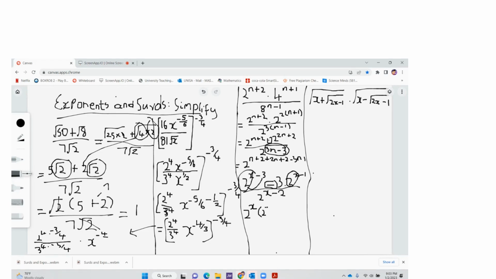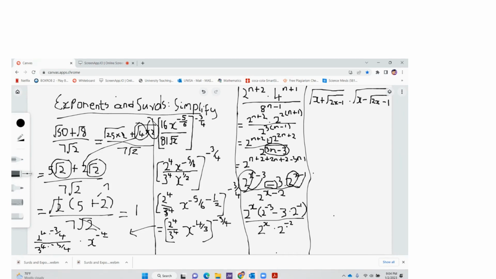2 to the power of minus 3, minus, we have a 3 multiplied by 2 to the power of minus 1. All of this, 2 to the power of x multiplied by 2 to the power of minus 2. So the reason is because I want this to cancel.